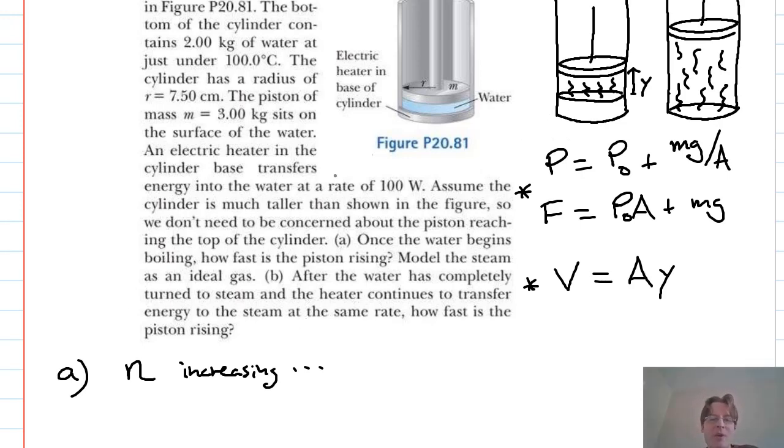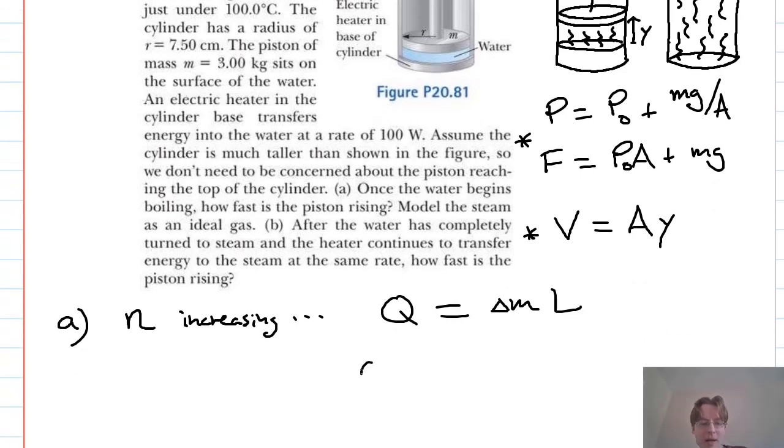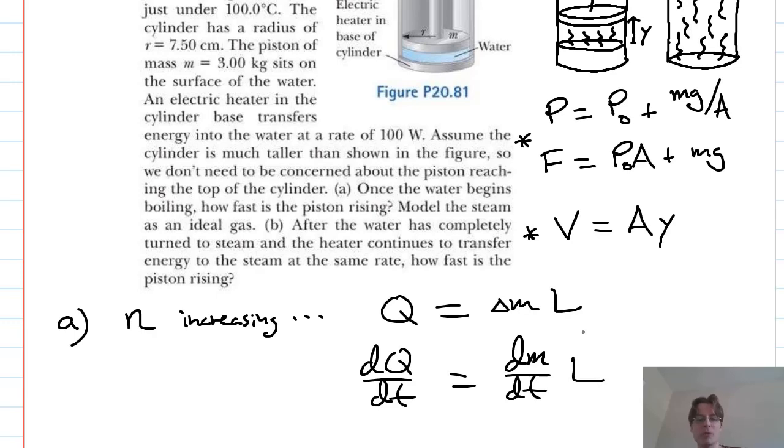Is there a way to figure out as heat goes into something how much steam is being made? Sure, that's just Q equals mL, actually delta mL. What I care about is the rate at which it's being produced. So I would take a time derivative, dQ/dt is just the rate at which the steam is being produced, the kilograms per second, multiplied by the heat of vaporization. So this is at the heart of the problem.